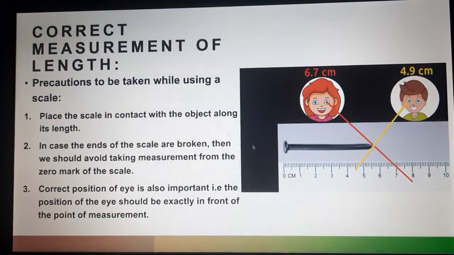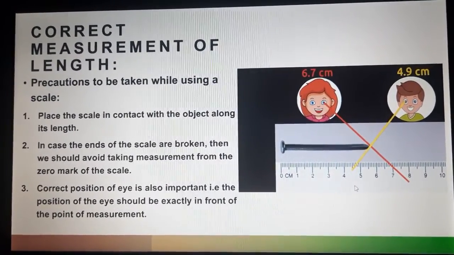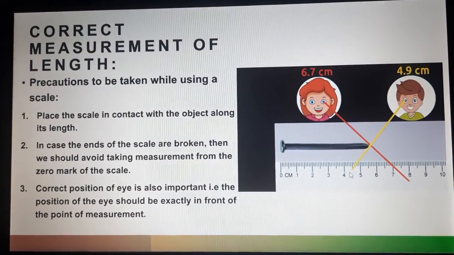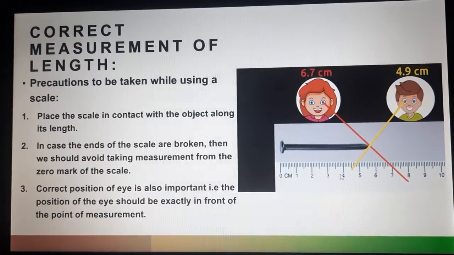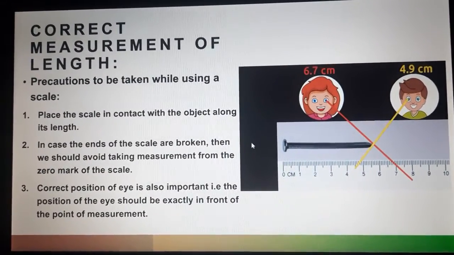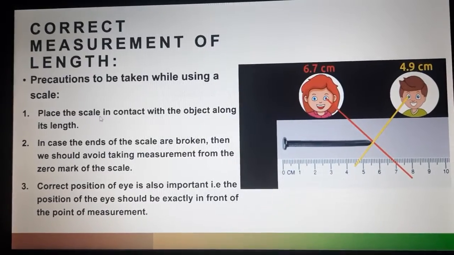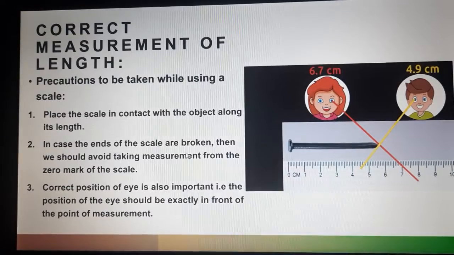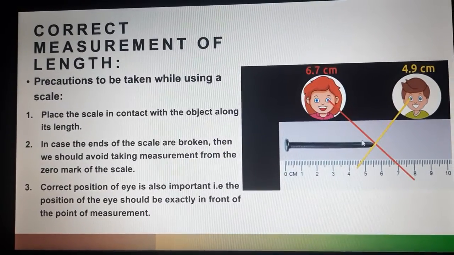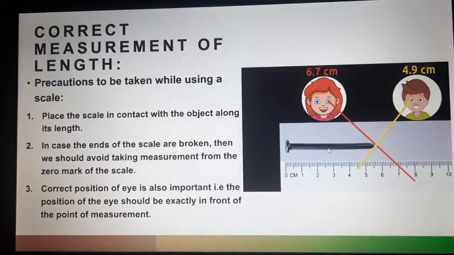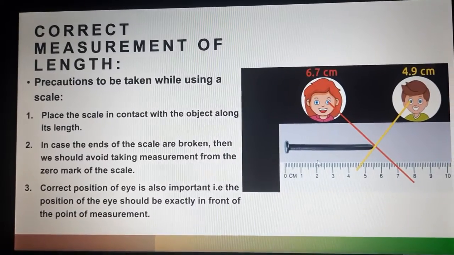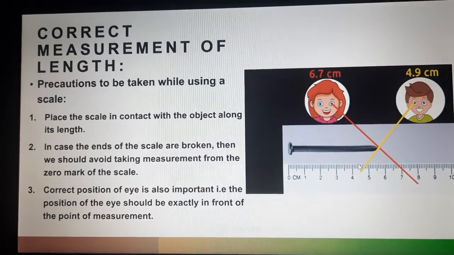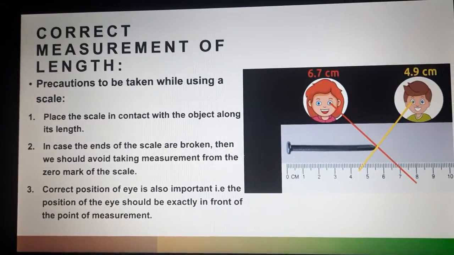When you use a scale like shown in this picture, you have to use certain precautions so that you can get the accurate length of the thing that you are measuring. So, let's have a look at those points. Place the scale in contact with the object along its length. For example, if you are measuring this nail, you have to place the nail along the length of the scale, right next to the edge of the scale.